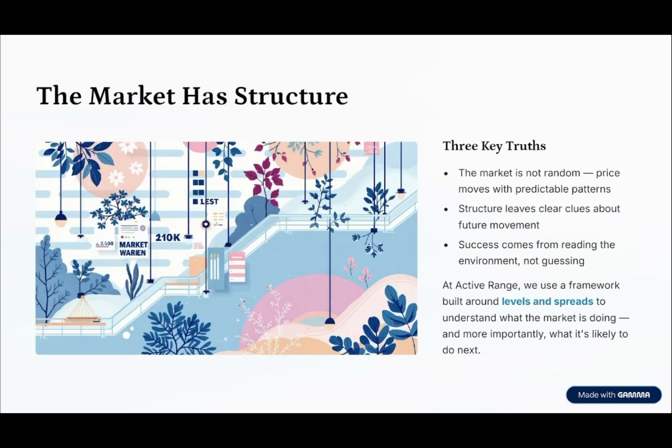The market has structure. Through rigorous backtesting over hundreds of trading sessions, we've come to find three key truths about the market. Number one is the market is not random. Price moves with predictable patterns. Number two is structure leaves clear clues about future movement. And three, success comes from reading the current environment, not simply guessing what is going to happen. At Active Range, we use a framework built around specific levels and different spreads to understand what the market's actually doing, and more importantly, what it's likely to do next.